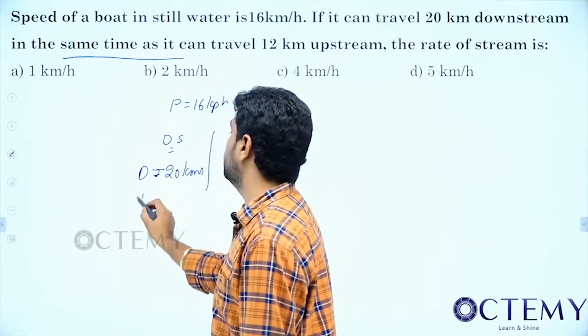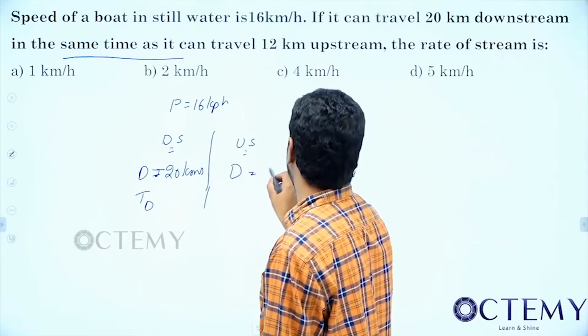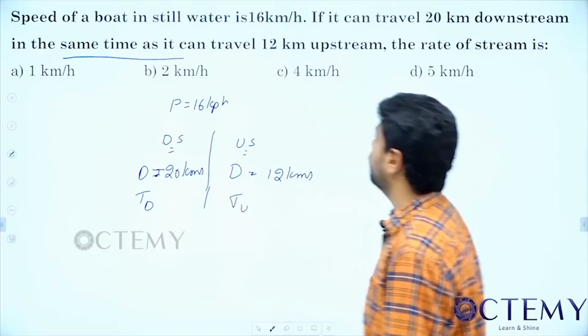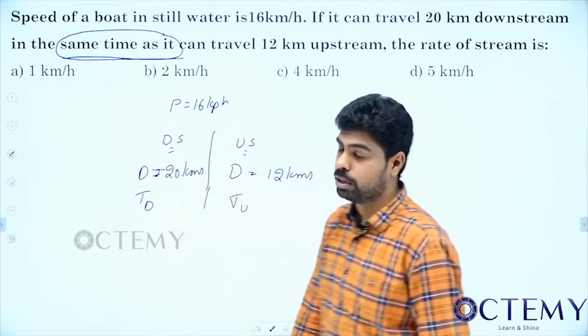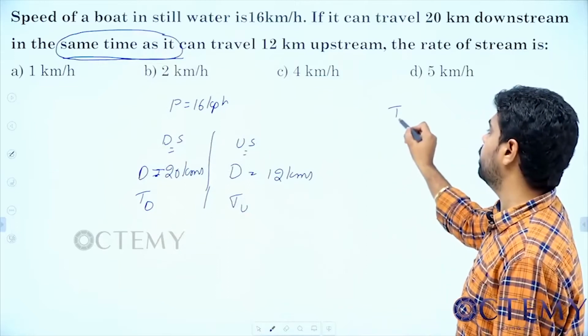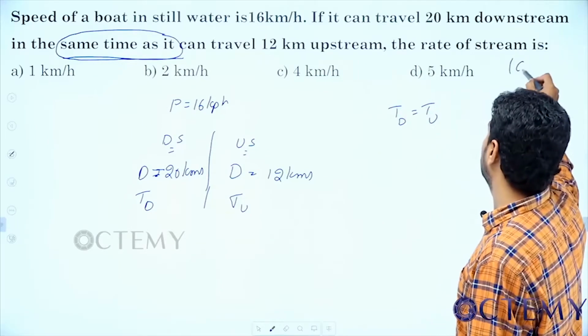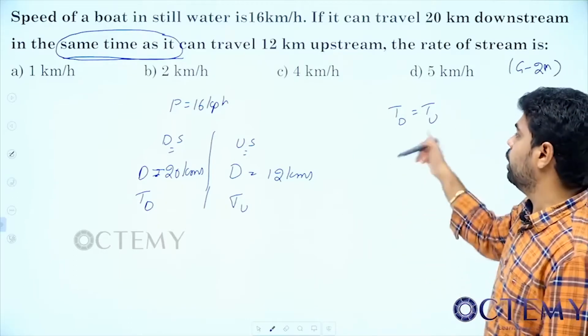Time I will take as TD. Here the distance is 12 kilometers, and time I will take as TU. So what is given in the question? This point is important. I told you framing the relation is important. So take TD equal to TU. This is given. This again is a 2 marks question. Simple questions only will be given. Just TD equal to TU.